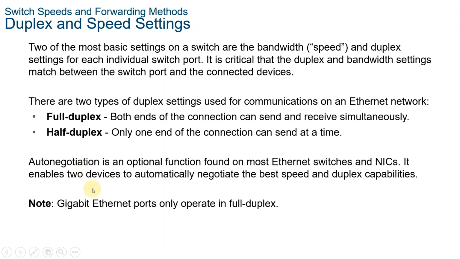Auto negotiation is an optional function found on most Ethernet switches and NICs. It enables two devices to automatically negotiate the best speed and duplex capabilities. Full duplex is chosen if both devices have the capability, along with the highest common bandwidth.